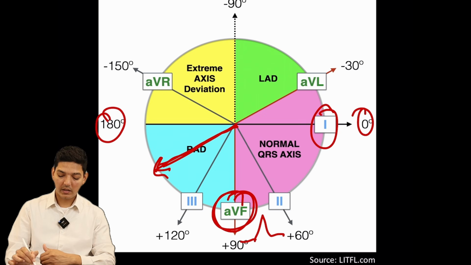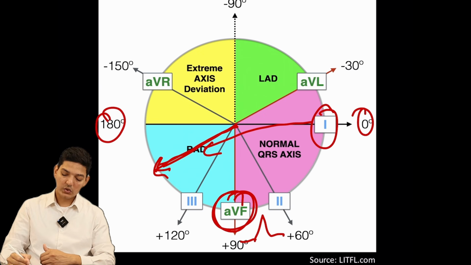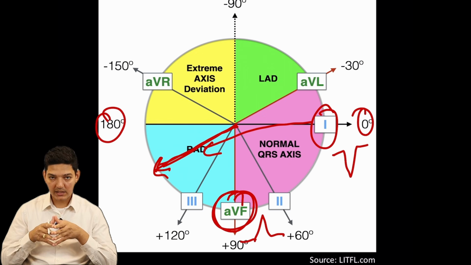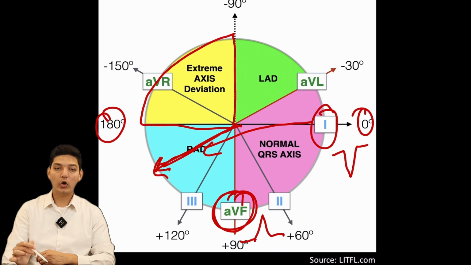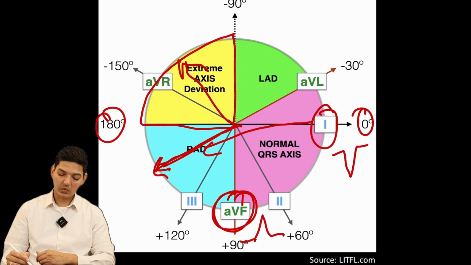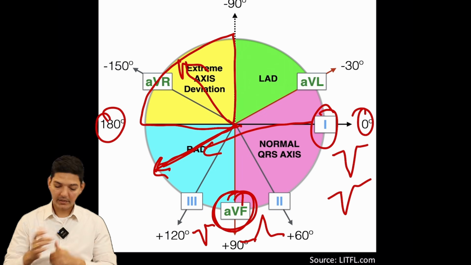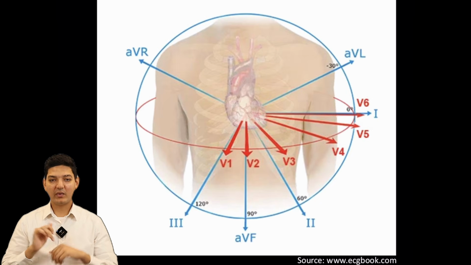But lead 1 is looking from the other side, and the depolarization is going away from lead 1, so lead 1 will have a negative deflection. That's how you determine if the axis is right axis deviation or left axis deviation. There is something called extreme axis deviation, or northwest axis deviation, where the axis is going in this direction and you will see a negative deflection in both lead 1 and AVF. I hope it's clear, and once we understand this vector, we can easily understand what the more complex concepts look like.